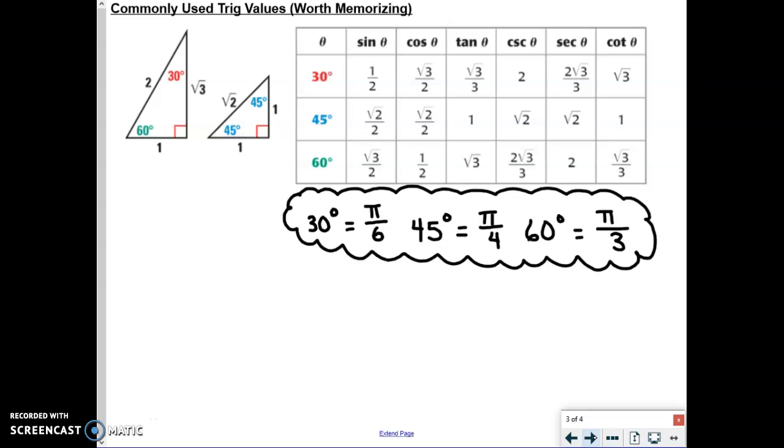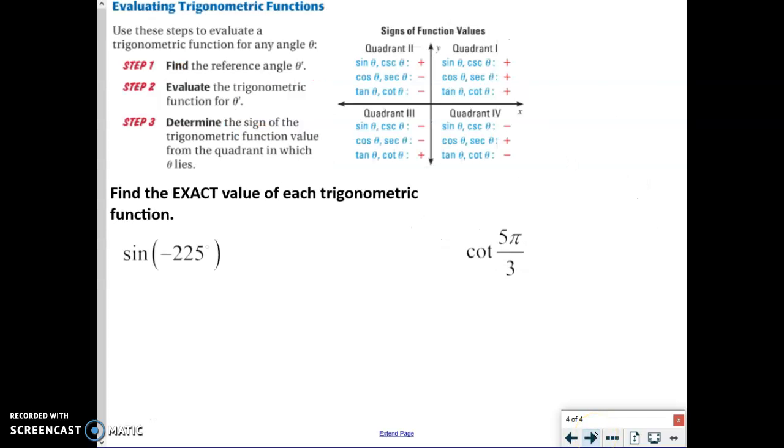So the last thing I have for you here for today is, how are we going to find these trigonometric values given an angle measure that doesn't happen to be in the first quadrant? Well, there are 3 steps to this process that we're going to take a look at. Step number 1, we're going to find the reference angle. Step number 2, we're going to evaluate the trigonometric function for that reference angle.